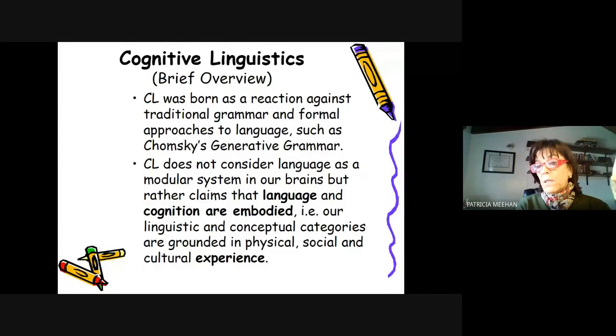Now, cognitive linguistics is another area of linguistics, an approach that really differs from the structuralist approach. And as you can see in the presentation, it says that cognitive linguistics was born as a reaction against traditional grammar, which is more like these other formal approaches to languages like Chomsky's generative grammar. So we are having a very quick overview, a trailer, as I said, of a cognitive approach. I know you study cognitive approaches in linguistics, don't you?